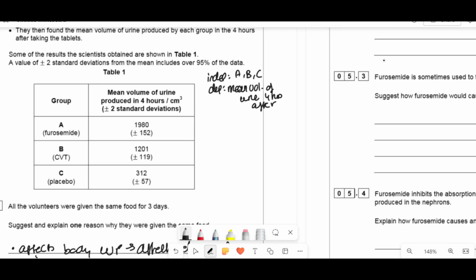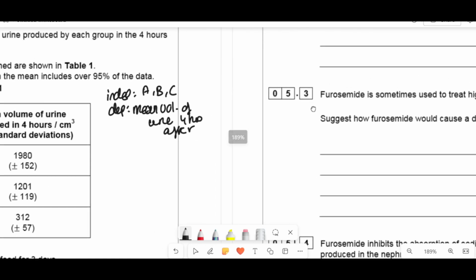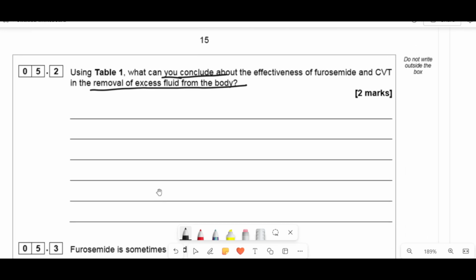So here then, we could see that A, furosemide, is the best, followed by CBT, followed by the placebo. So A and CBT are better than the placebo, with A being better than CBT. And as well as that, like I said before, there's no overlap in their standard deviations, so they are pretty effective based on these results alone. And that's what they want you to do: only on these results can you say these are effective or not.